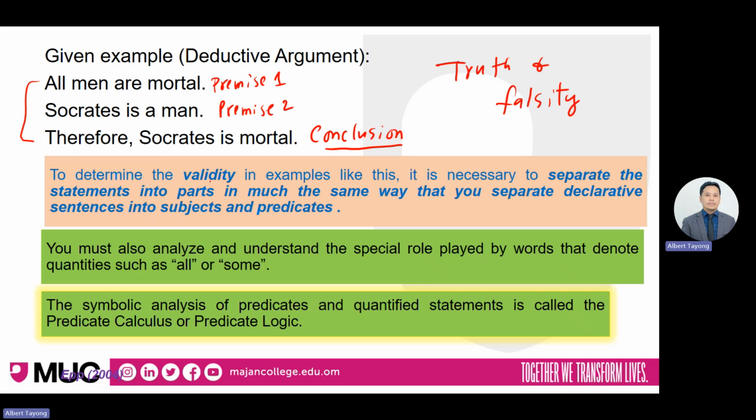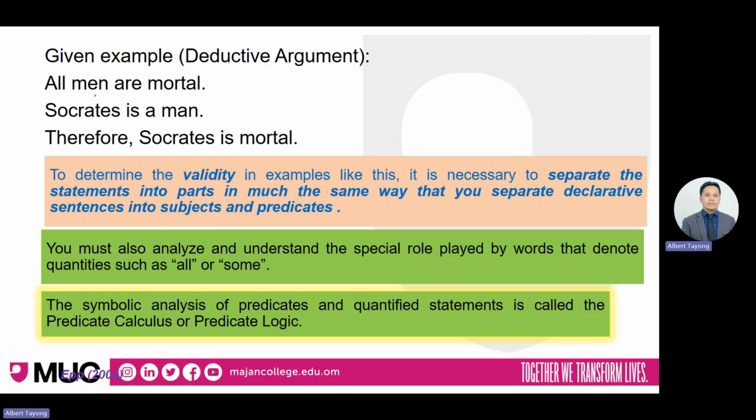So usually, to determine validity in examples like this, it is necessary to separate the statements into parts in much the same way that you separate declarative sentences into subjects and predicates. So these are what we're going to focus on today: subjects and predicates. As you may remember, when we try to identify whether an argument is valid or not, we separate our subject and our predicate.